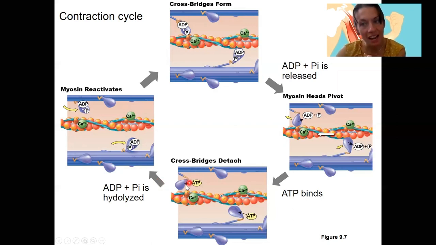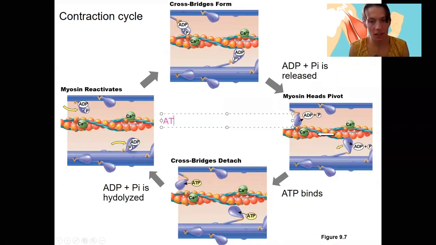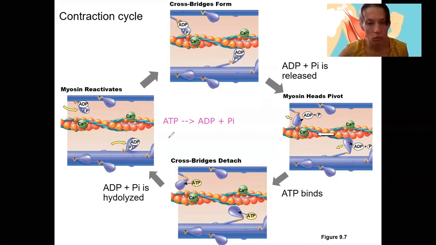Once those cross bridges detach, ATP is there. This just reminds you, what happens to ATP? It is hydrolyzed or broken down into ADP plus a phosphate group. That's what's happening right here at this step. ATP goes to ADP and a phosphate group. That causes myosin to reactivate again, go back to this position, that orientation.